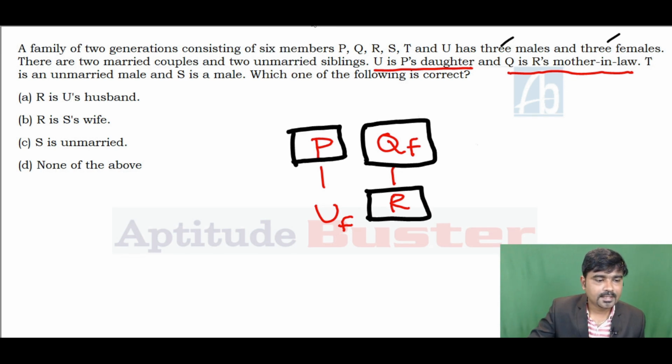Okay, next, S is a male. S is male. T also male, unmarried. Unmarried male.